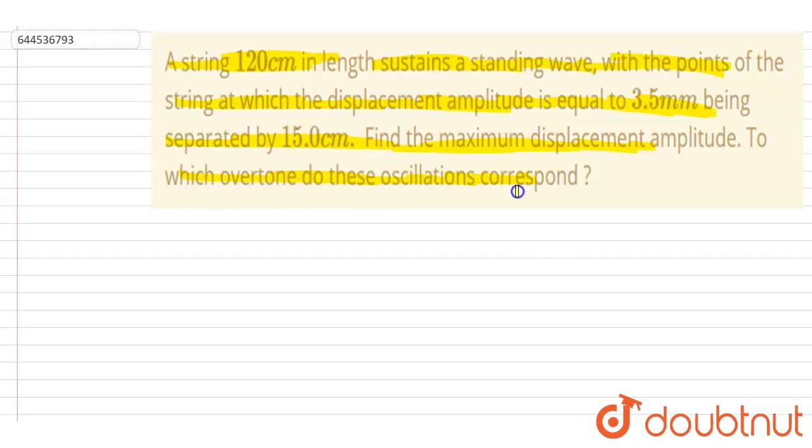So if you see here, it is given that where the displacement amplitude is 3.5, the points are separated by 15 cm and the two ends are fixed here. So since the two ends are fixed, I will write down L = nλ/2, where n is the number of harmonic. So λ will be equal to this.